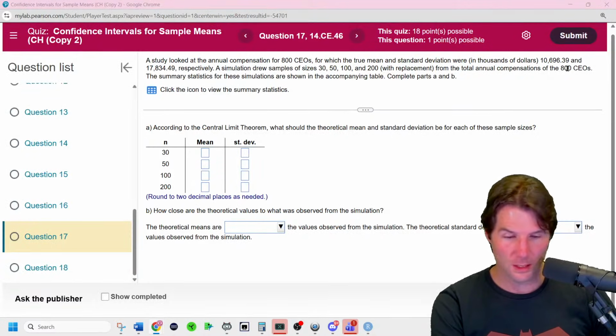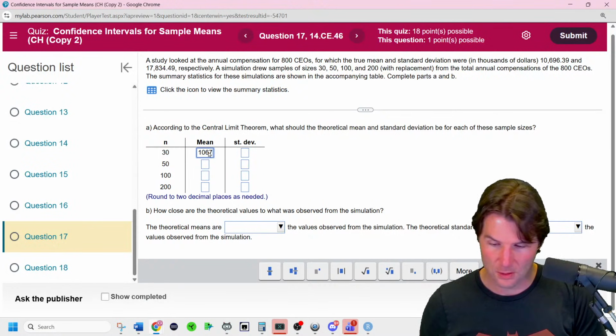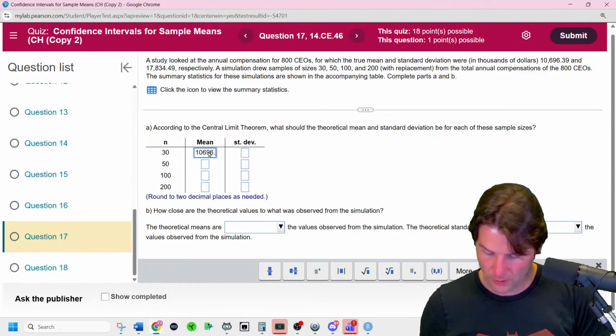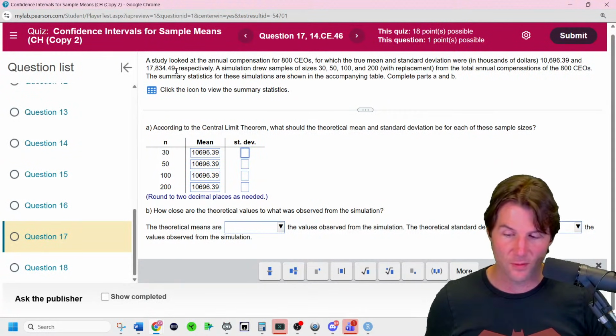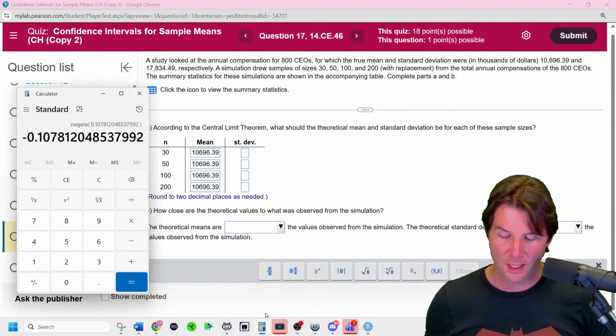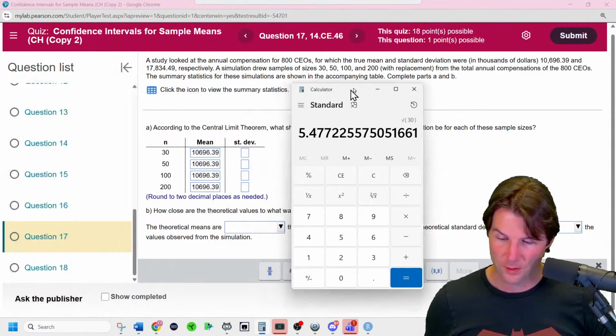So the mean is right there, and the standard deviation respectively. The mean is 10,696.39. We just copy that down because the mean doesn't change. And the standard deviation is 17834.49. We have to take that number and take 30 and square root. And there it is right there.